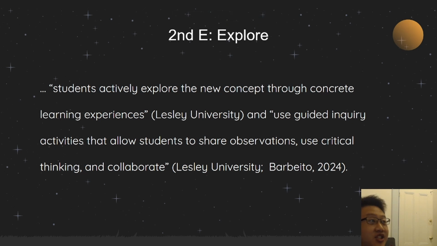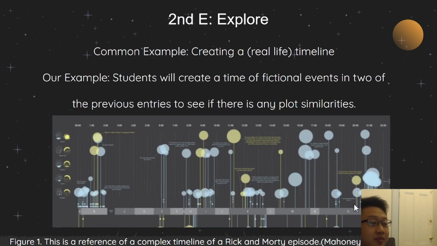In this phase, students actively explore the new concepts through concrete learning experiences and can use guided inquiry activities that allow students to share observations, use critical thinking, and collaborate. A common example for this may be creating a timeline, such as in a history class. In our example, students will create a timeline of fictional events in 2 of the previous entries, such as a movie of The Hunger Games, or a movie of Star Wars, or an episode of Rick and Morty, and then they will see if there are any plot similarities between them.